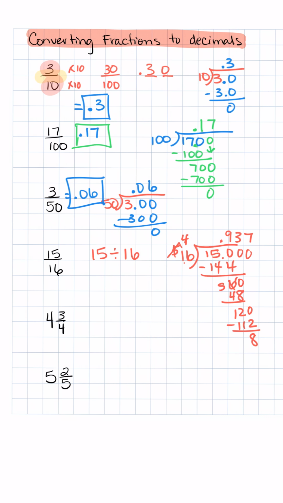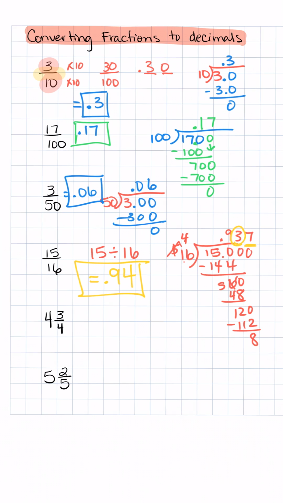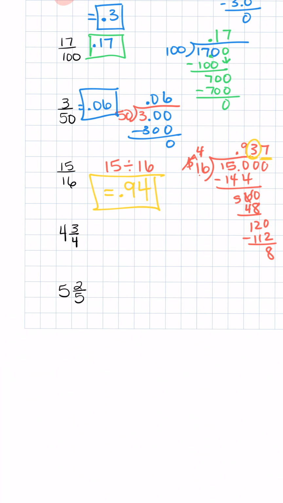Subtract, 8. Normally they'll have us round to either the hundredths or the thousandths place. If we are rounding to the hundredths place, we look at the 7. 7 makes it go up. Therefore, this is going to equal 0.94.